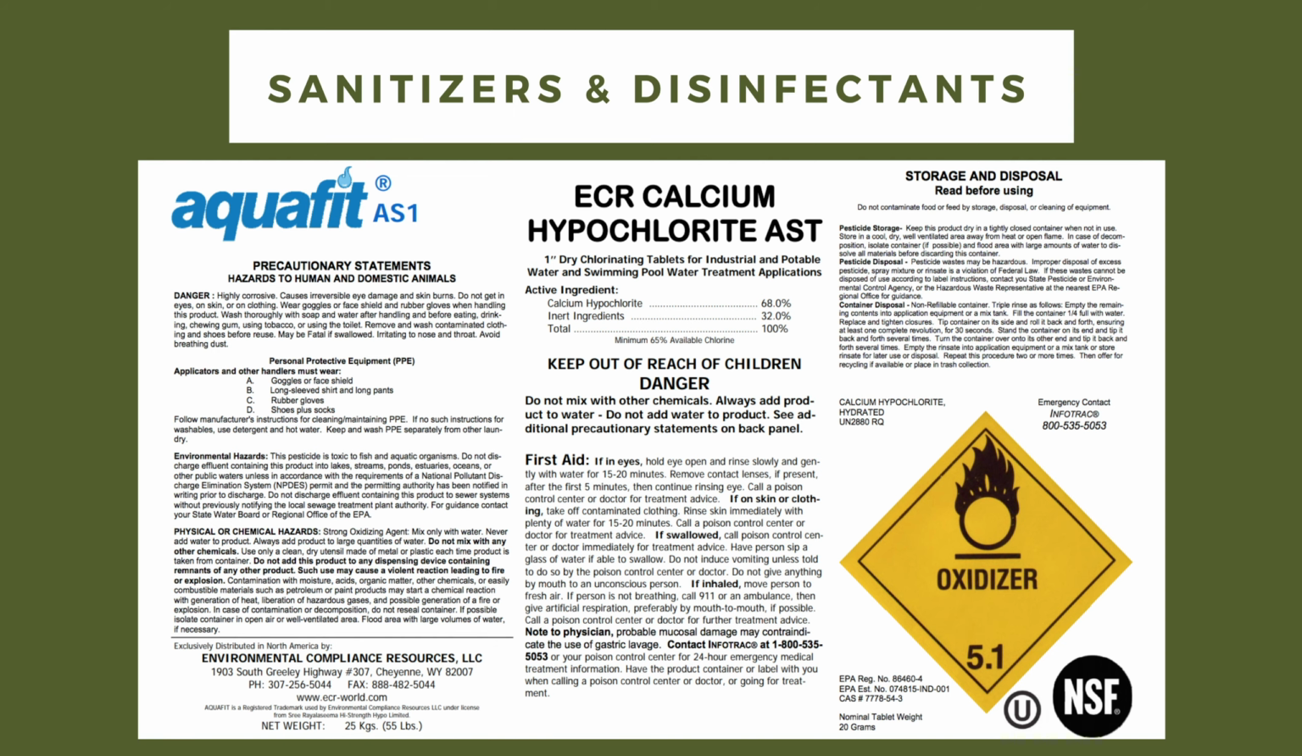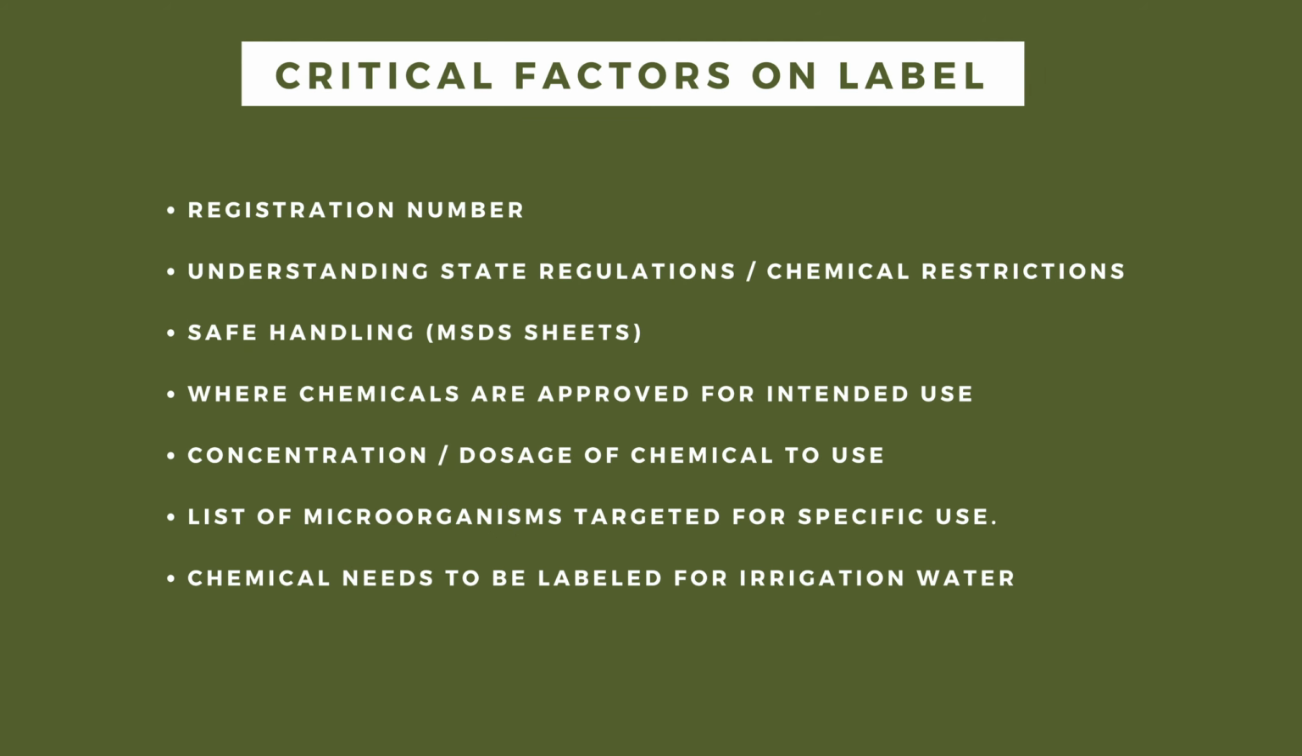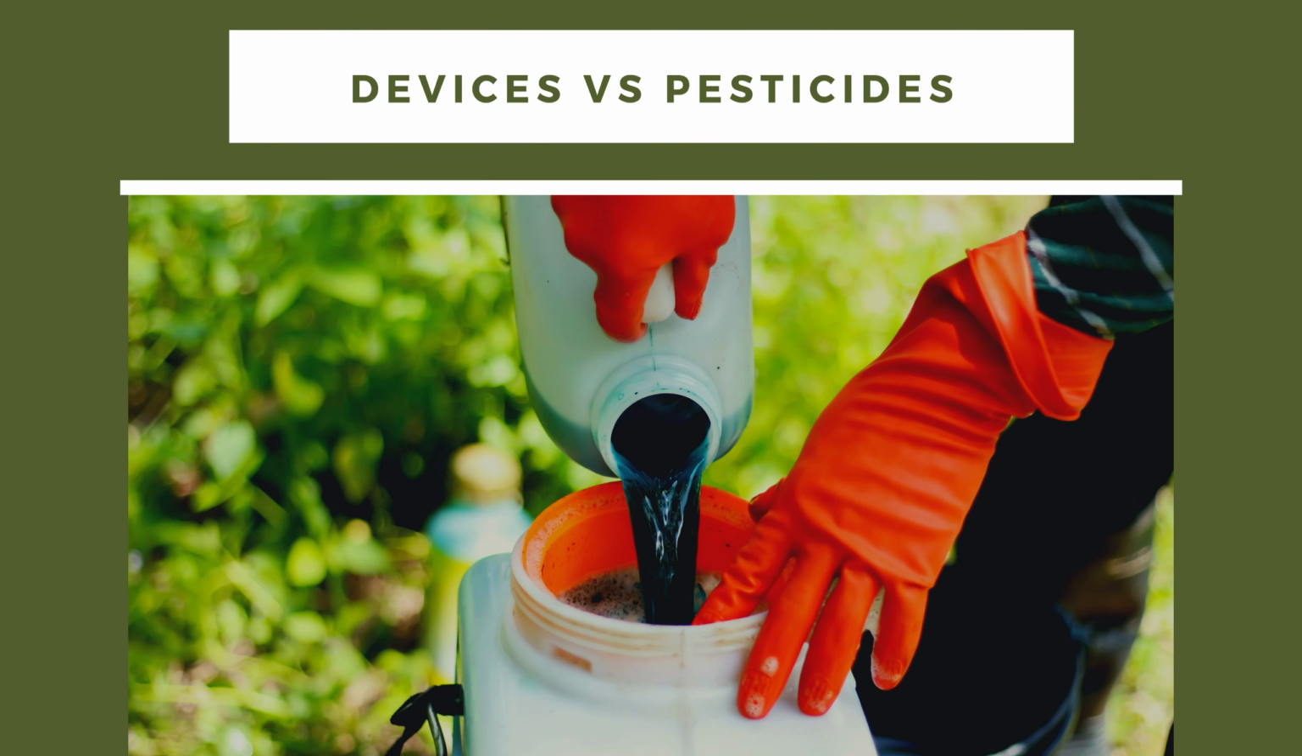When using a chemical, there are several critical factors to look for on the label. These include: registration number, understand state regulations or restrictions of the chemical, safe handling, where is the chemical approved for intended use, concentration or dosage of chemical to use, list of microorganisms targeted for specific use, chemical needs to be labeled for irrigation water. So, what are the differences between the two different methods used to treat ag water?